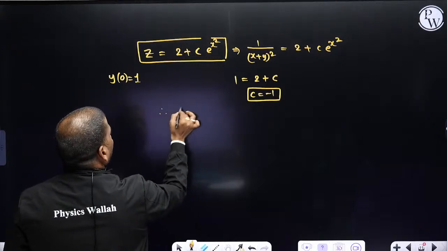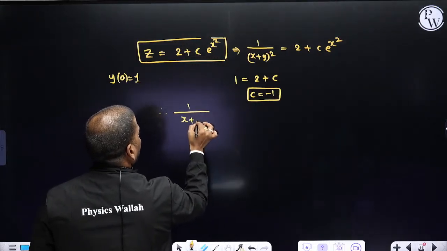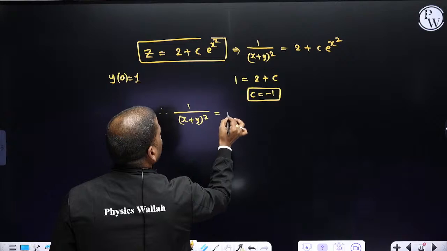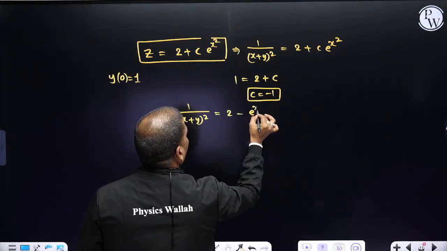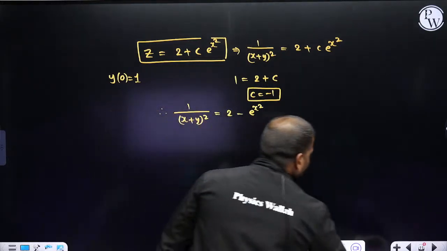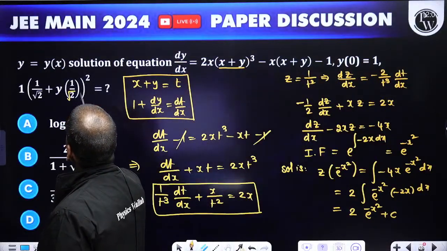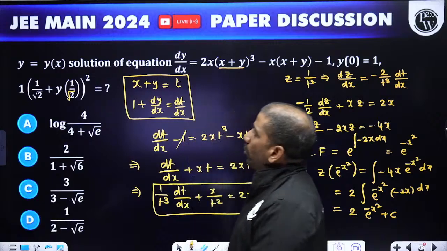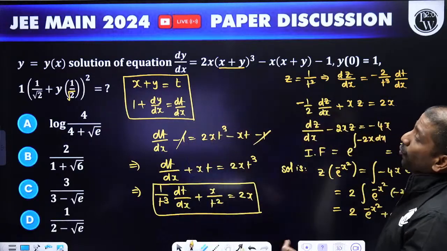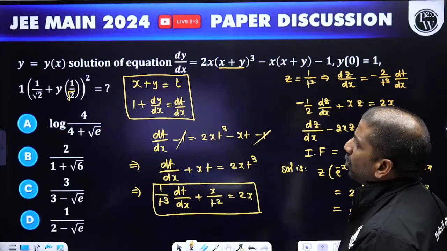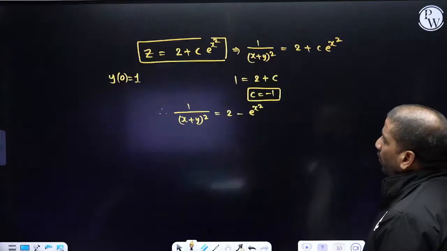Then what we have is 1 by (x plus y) whole square is equal to 2 minus e power x square. But what they are asking is 1 by root 2, of course this should be root 2: 1 by root 2 plus y of 1 by root 2, whole square. So x is equal to 1 by root 2. That's what we need to find.